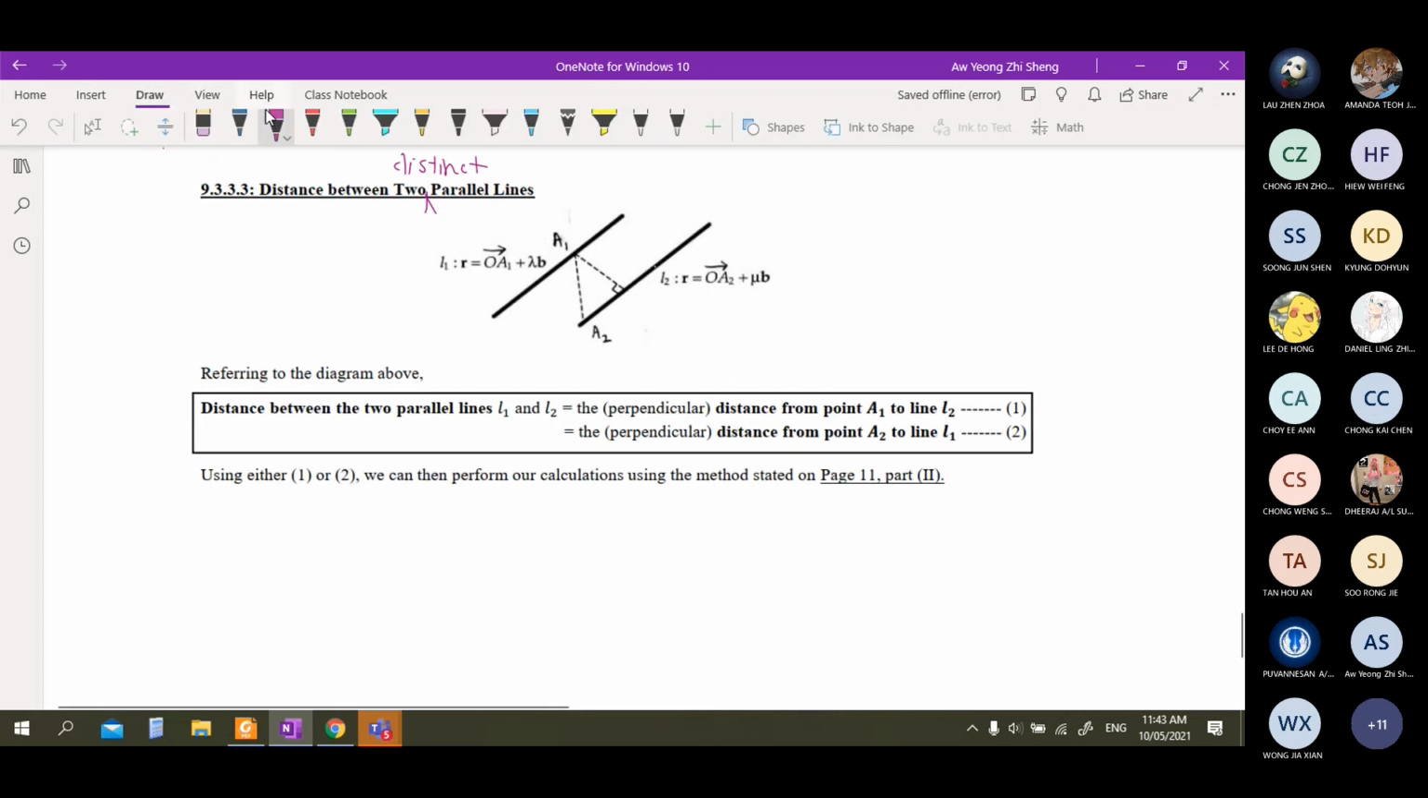Okay. Now, in the diagram, we can see these are a pair of parallel lines. We call them L1 and L2, and A1 and A2 are fixed points on the lines, which you can read from the line equation. Usually for this kind of question, the line equation will be given.